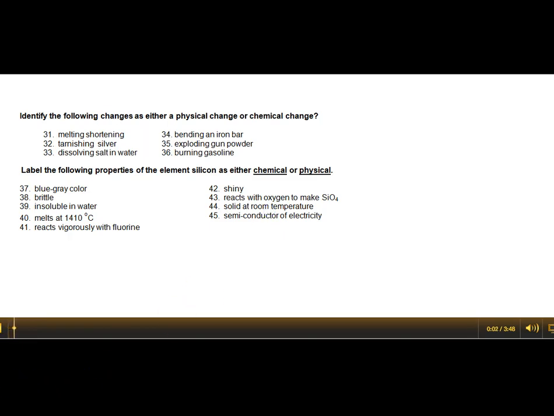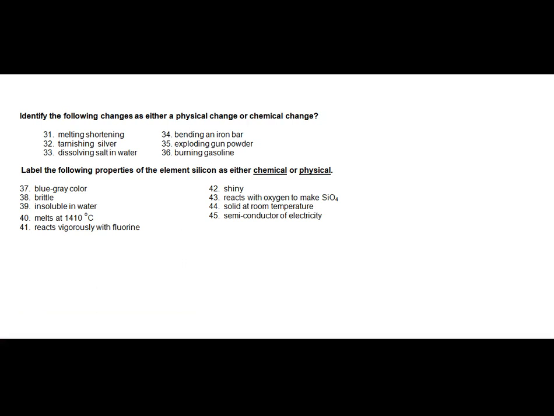Okay, 31 through 36. Identify the following changes as either a physical change or a chemical change. I'm not going to give you these answers, but the key is to remember that if you have a physical change, its properties remain the same. All right, I'm going to read these real quick. So the example, if I tear paper, it's still paper. All right, it's smaller, but size isn't a physical property.